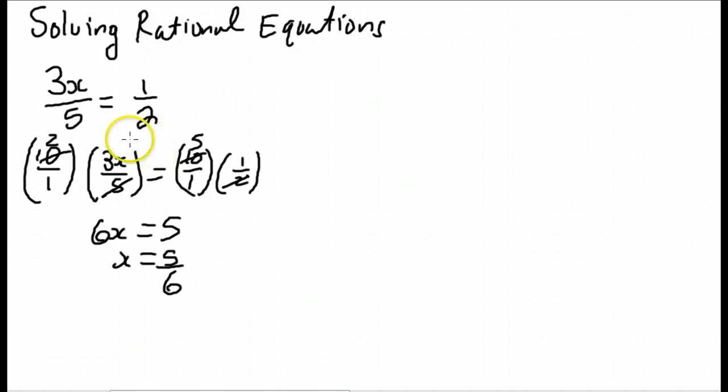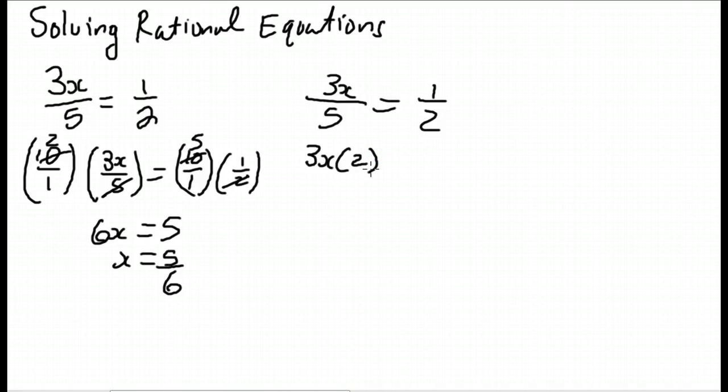And as a matter of fact, the easy way to do this is, I mean, this is what's going on, that we're multiplying everything by 10, but we can just think about it in our heads. I'm going to multiply by 10, so the 3x is going to end up being multiplied by 2. Actually, I'm not going to think of it as 10, I'm going to think of it as 5 times 2, and the 5 on the bottom is going to cancel. And I multiply this by 5 times 2, and the 2 on the bottom cancels, giving me 6x is equal to 5, and so on.